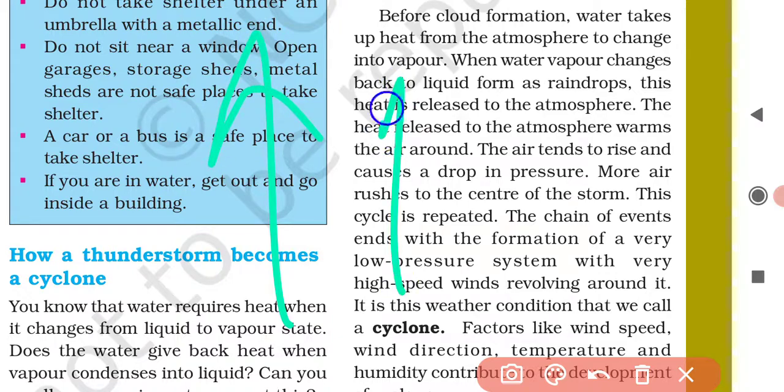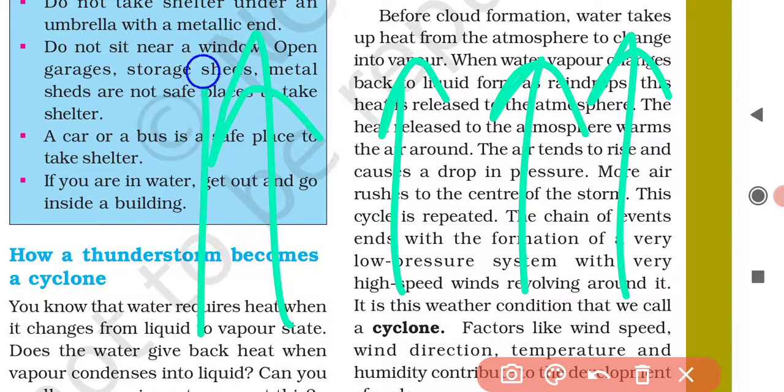So this process is repeated again and again, which makes more and more air rise up, because this is a continuous process. So more and more air rises higher and higher in the atmosphere, which forms more and more thick clouds all around.